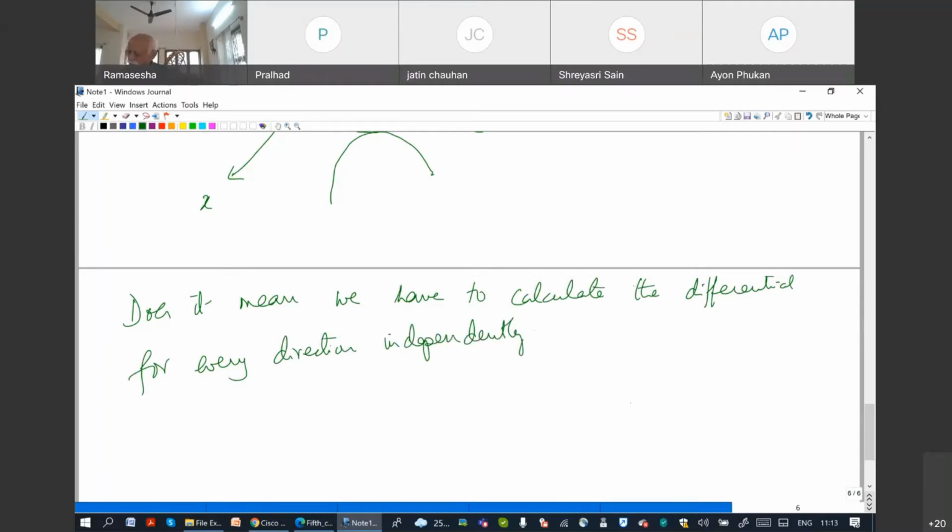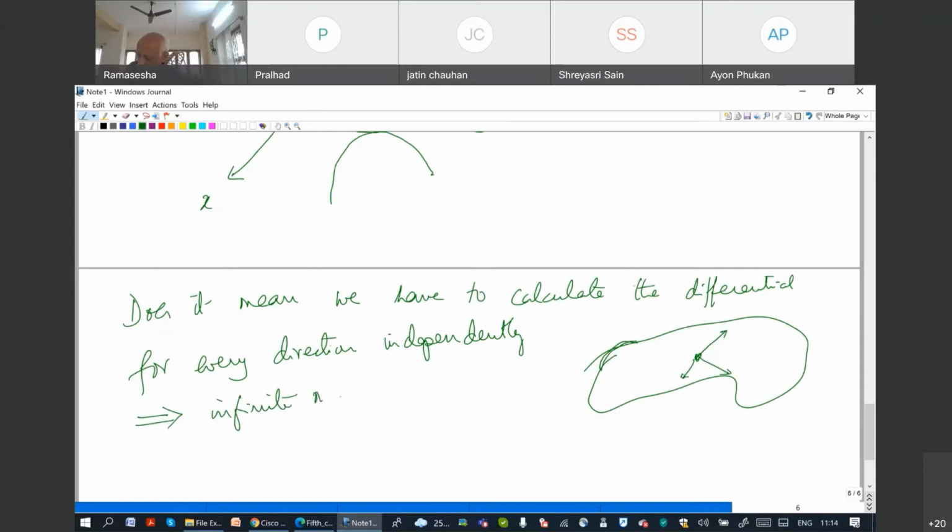That means if I have a function which is going around like this, so let us say there's a surface and I'm looking at a point here, then should I calculate the differential in this direction or in this direction, and so forth? Should I calculate every time given the direction, or is there a way out of it? Because this implies that you have to have an infinite number of differentials, right? Because you have an infinite number of directions going out through a point. So do you really need to calculate an infinite number of differentials, or is there a way around it?